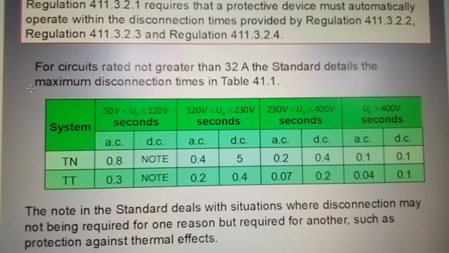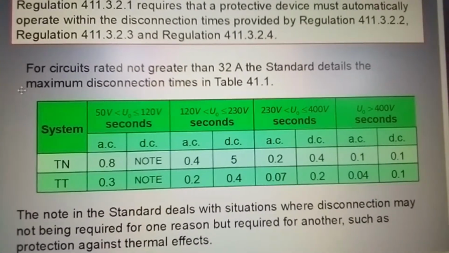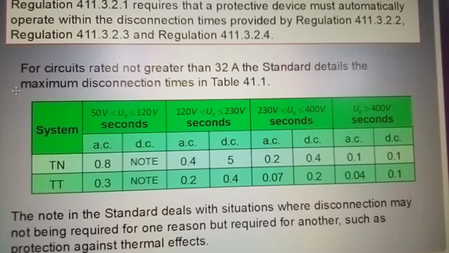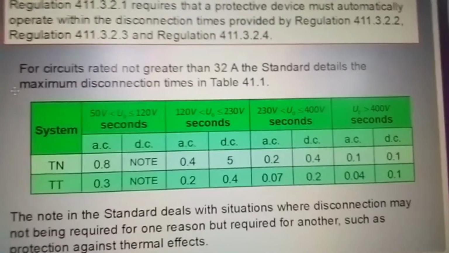The note in the standard deals with situations where disconnection may not be required for one reason but required for another, such as protection against thermal effects.